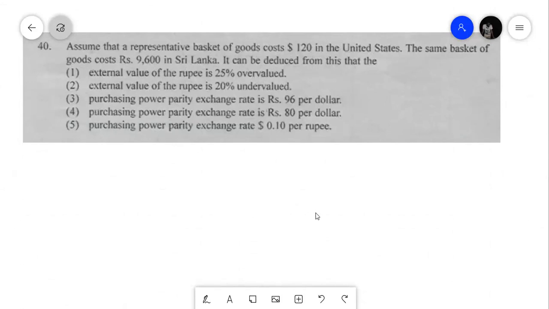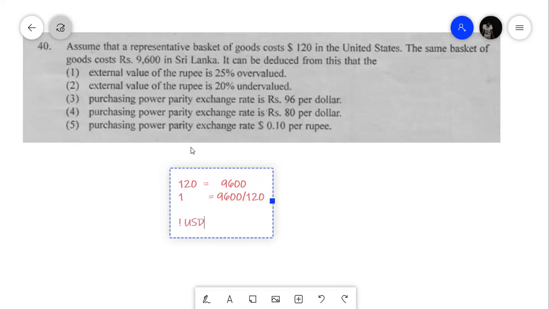Because how do you find purchasing power parity? For the same basket of goods, you find the exchange rate. So $120 worth of a basket is equal to 9,600 in Sri Lanka. So how do you find your purchasing power parity exchange rate? $1 is equal to how much? It's simply 9,600 divided by 120. How much do we get here? Your purchasing power parity exchange rate: $1 equals 80.